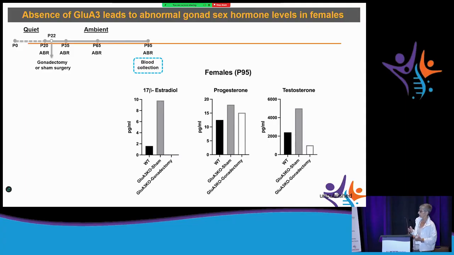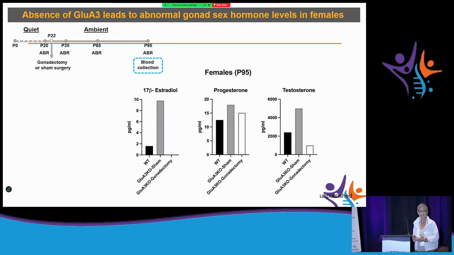But in the females, what we found is that the sex hormone levels are totally off in sham GLUA3 KO mice. So for example, estradiol is gone as expected after gonadectomy, but these are the levels in black of the wild types, and you see the higher levels of estradiol, which are very abnormal levels.